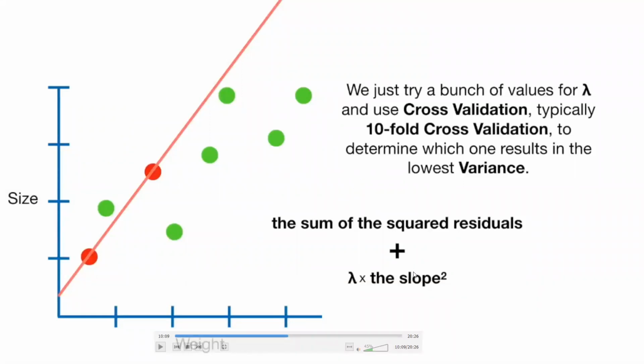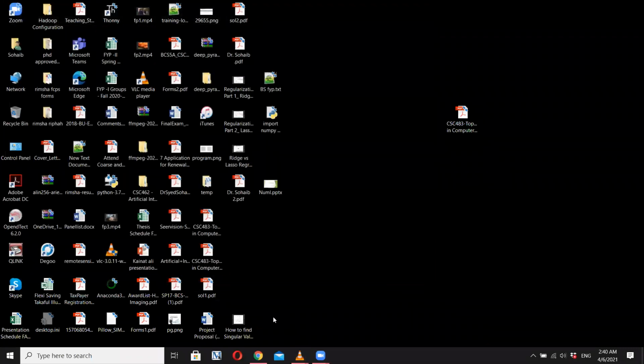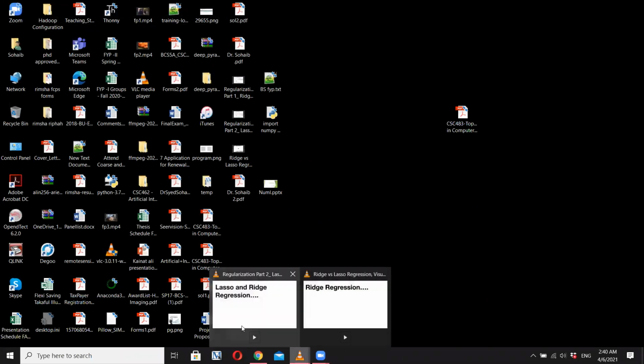Okay, so this is, I think, what wasn't clear in the last lecture. So this completes the ridge regression discussion. Okay, so now let's come back to.